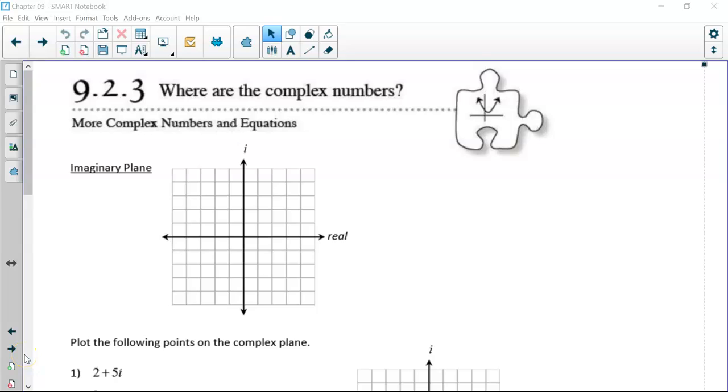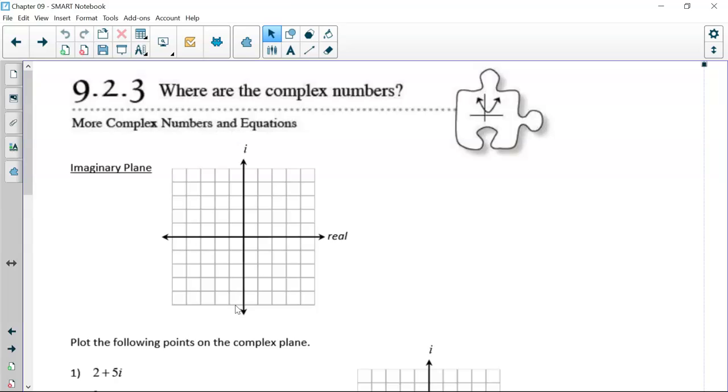Welcome to section 9.2.3. We're going to be talking more about complex numbers and equations. Now, in order for us to graph a complex number, we have to use what's called the imaginary plane. What we're doing for the imaginary plane is we're replacing the x-axis with the real axis, and the y-axis is our imaginary axis. You kind of want to think about imaginary numbers that they exist. They're just existing in a different dimension than we're used to seeing.